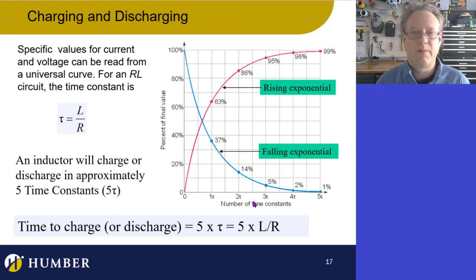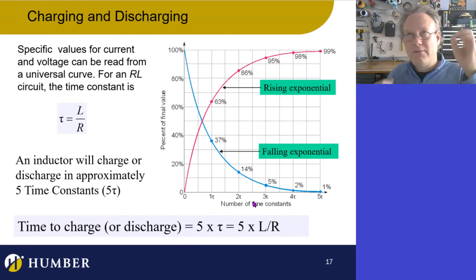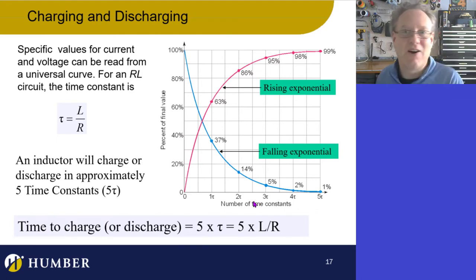It's actually the same. I mean, the timing is exactly the same. So tau is just looking like this. In this case, it's L divided by R, because when we looked at tau before for a capacitor, it was C times R. In this case, we're doing L divided by R. So it's a little different, but the charging curve looks the same.